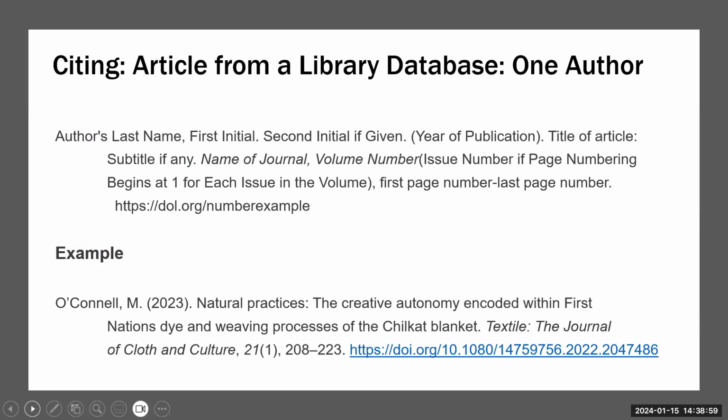There is the rule. And then underneath it, I actually did the citation for O'Connell, comma, M period, 2023 in brackets, natural practices, the creative autonomy encoded within First Nations dye and weaving process of the Chilkat blanket. The title of the actual journal is italicized, so the rule is changed a little bit from the other rule that you saw. And then you would give the issue number, volume number, page number, and then the DOI if there is a DOI. And DOI is a digital object identifier.